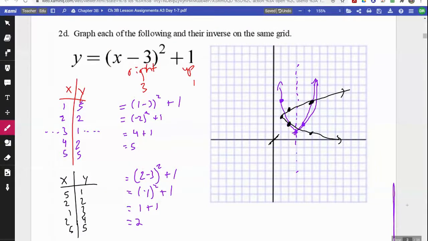All right, I hope this video helped. And again, the whole point, just swap your x and y values once you have a list of ordered pairs that are from your function. And then you have a graph of the inverse function. All right, good luck.